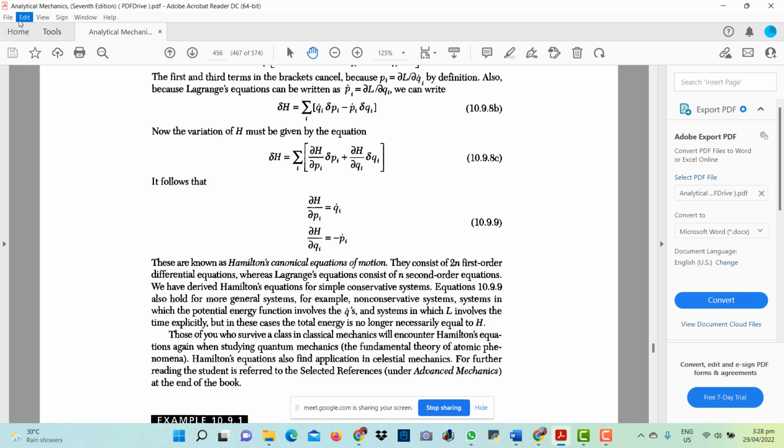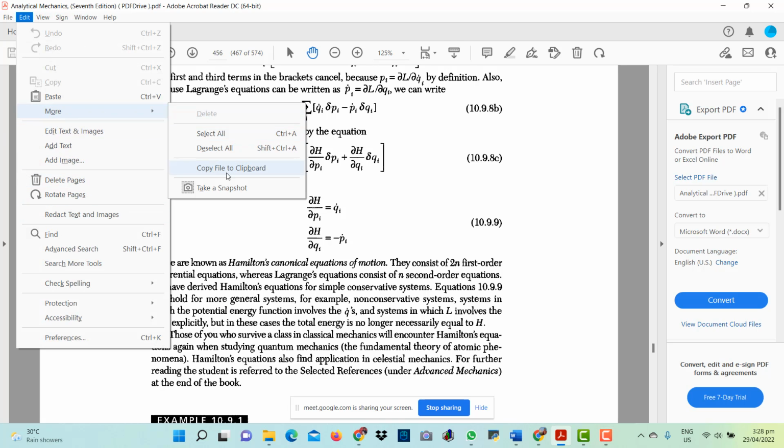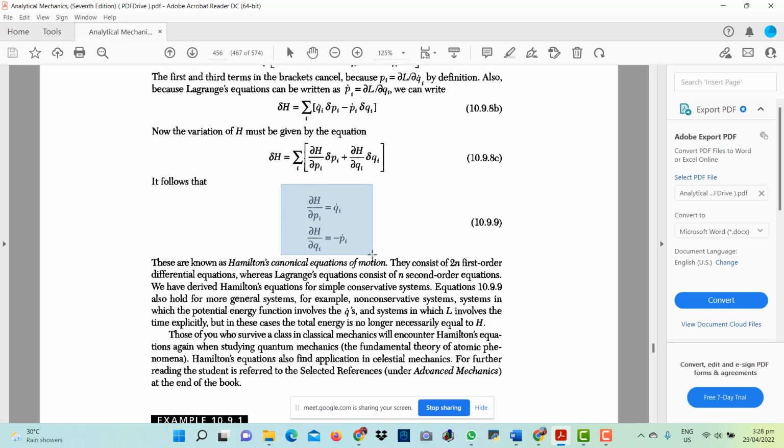Okay, so last time we ended up with this derivation of Hamilton's canonical equations.